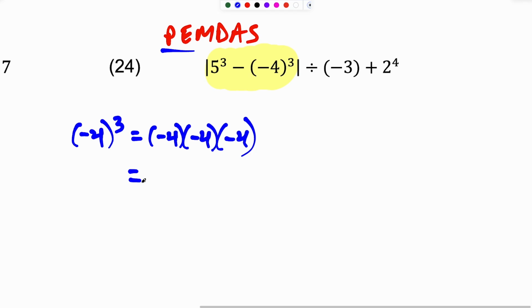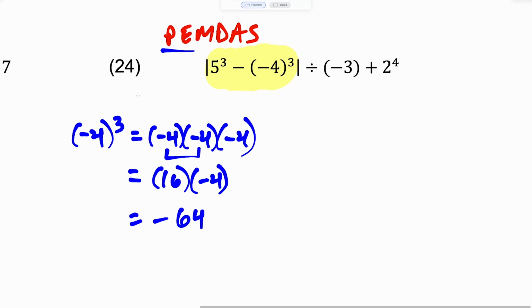Okay, we just have to be careful with multiplying these negative integers here. A negative times a negative is positive. So negative 4 times negative 4 is positive 16. And then we multiply by that last negative 4. A positive times a negative is negative, and 16 times 4 is 64. So that last piece at the end is going to be negative 64.